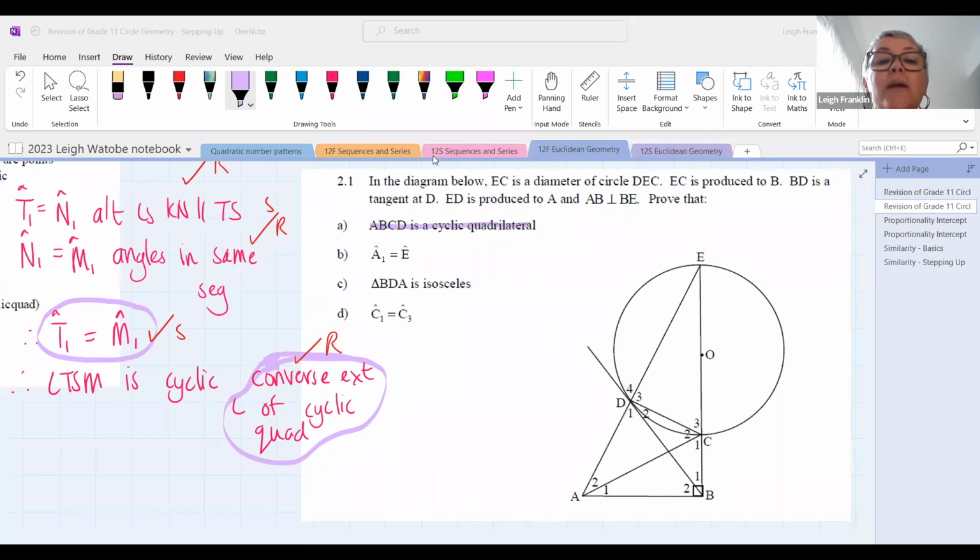Kamachelo, do you want to ask another question? Ma'am, I wanted to ask, how do we notice that we're supposed to use a converse theorem? What's that one thing that guides us on the diagram? Okay, so Kamachelo, you're only using converse when you are proving that a quad is cyclic, a line is a diameter, or a line is a tangent. Then you're going to use the word converse. All right, thank you, ma'am. It's the only time. All right.